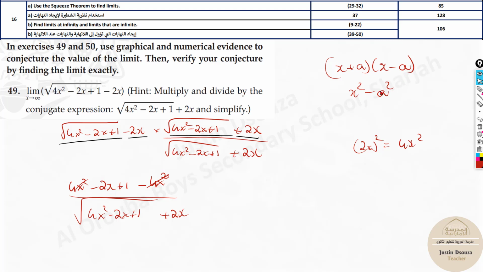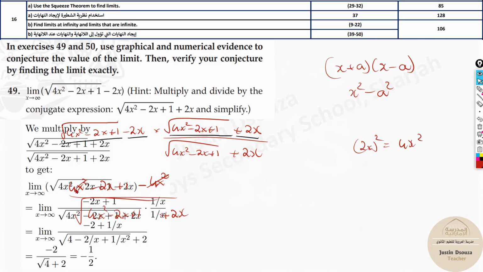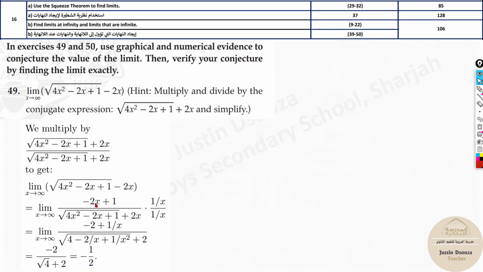Over here we have x plus a, x minus a, which will be x squared minus a squared. So the first term squared, we got this, minus the second term squared, we got this. The 4x squared cancels, and you're remaining with, see over here, what is remaining? This term. Minus 2x plus 1 divided by the root of 4x squared minus 2x plus 1 plus 2x.